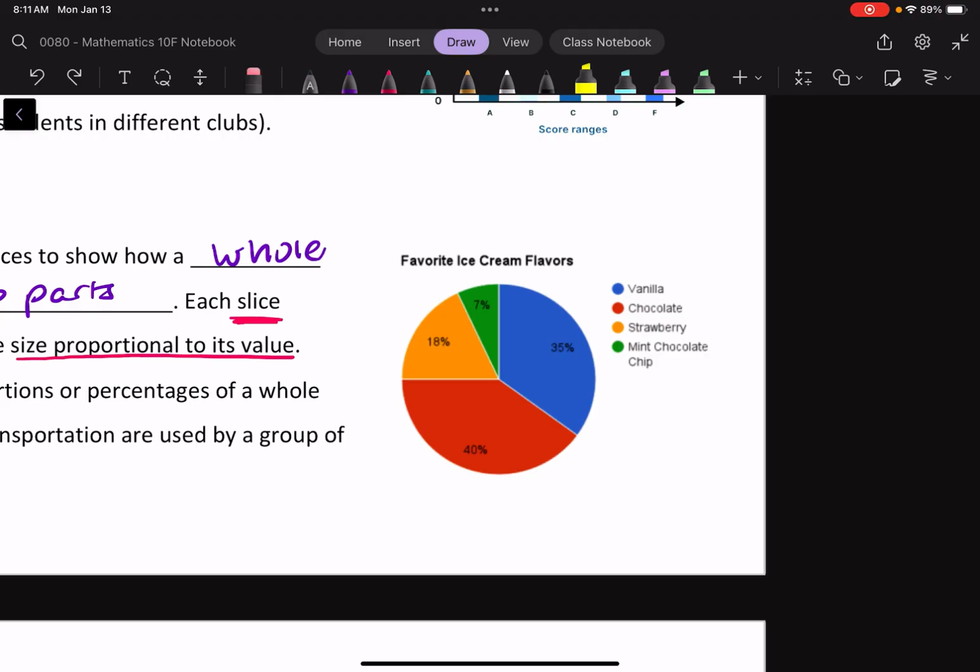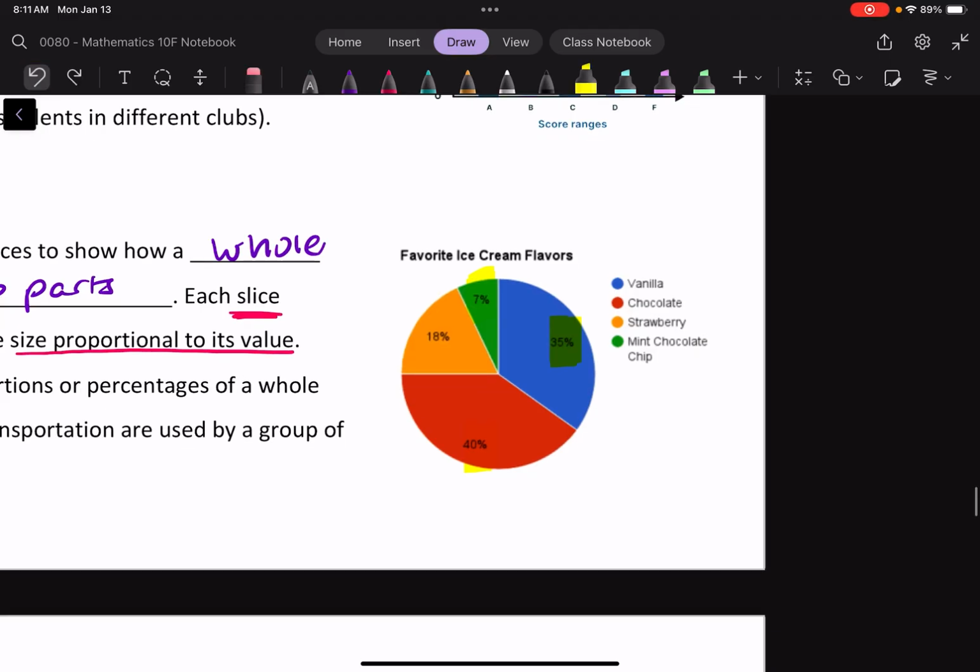The one thing I don't really like about this graph is it only tells me the percentage of each category, but it doesn't tell me the number of people. So I don't actually know how many people they've surveyed for this particular data. But if there was 100 people, it would be good to know, okay, that's 35 people, 40 people, 18 people, 7 people to make my total of 100. But if there was 200 people, then I'd like to know, okay, there's 70 people in this category and 80 people in this category and 36 in this category and 14 in that category.